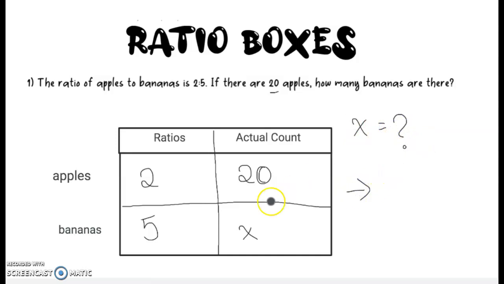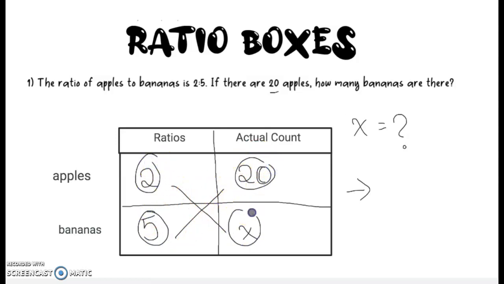So, in this problem, we are going to use a method called cross multiplying. So, we just cross multiply both of these numbers. We do 5 times 20 and we do 2 times x. When we do that, we get 5 times 20 is equal to 100. Then we have an equal sign, and 2 times x is equal to 2x.